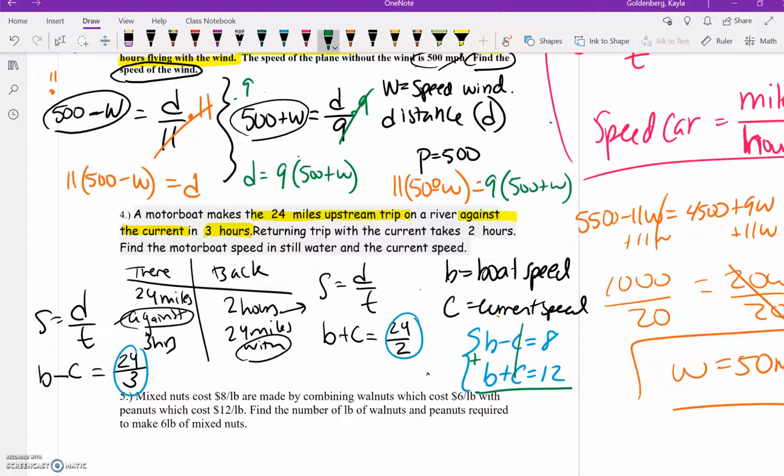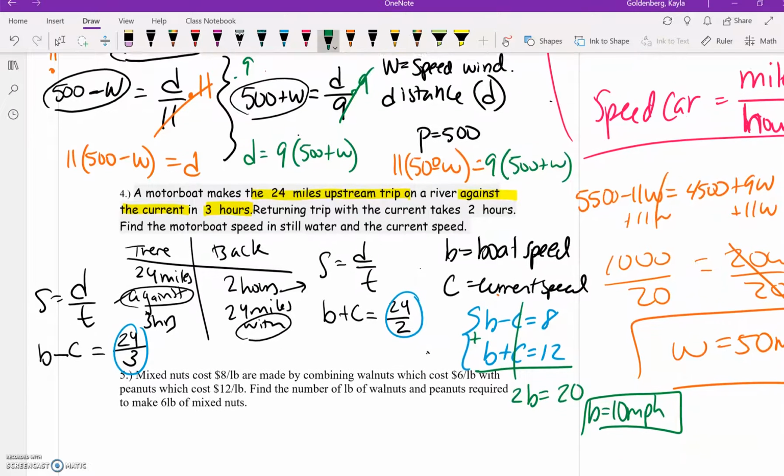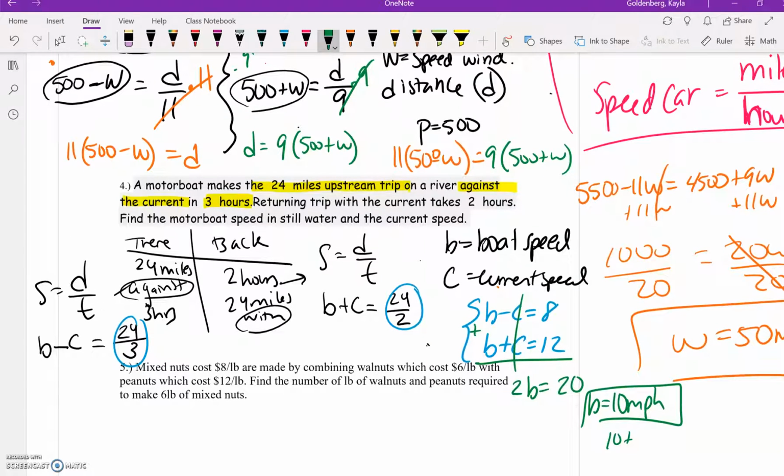If you add your equations, notice the C's are going to cancel. You get that 2 times B is 20, which means B itself is 10 miles per hour. And if the boat is 10 miles per hour in still water, we could say, oh, well, I know that 10 plus C equals 12, so the current equals 2 miles per hour.